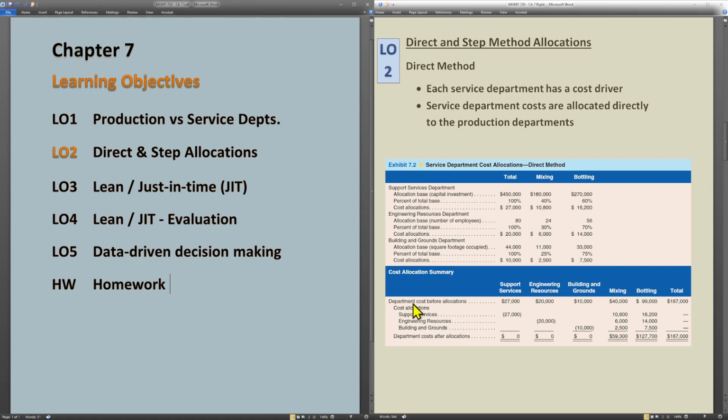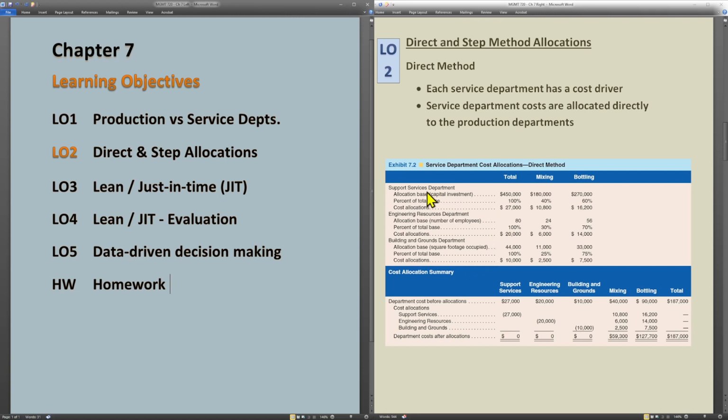The first method, the direct method: we should be fairly used to this now, each service department has a cost driver. And the cost driver can be something that pretty well describes the activity of that department. So it's important that the cost driver matches the type of work that the department does. For example, if you are a quality control department, then probably the number of inspections would be a good cost driver for you, rather than machine hours or something like that. So let's take a look at the numbers here.